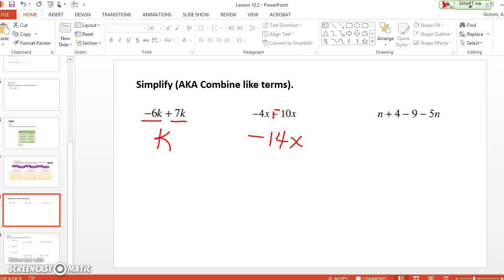We typically will start with writing the variables first. So this is a 1n because there's nothing else with it, so we know there's one of them there. This is actually a negative 5. So what's 1 plus negative 5? Negative 4, and then we put the n. Okay, so then we can put the numbers together. So this is a 4 and a negative 9. 4 plus negative 9 would give us a negative 5.